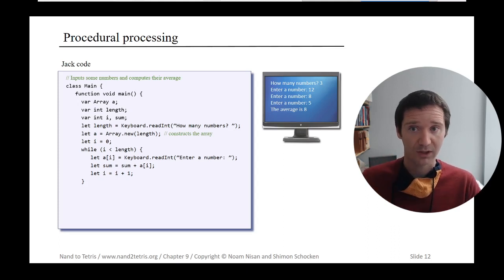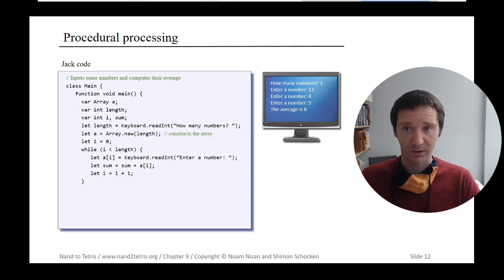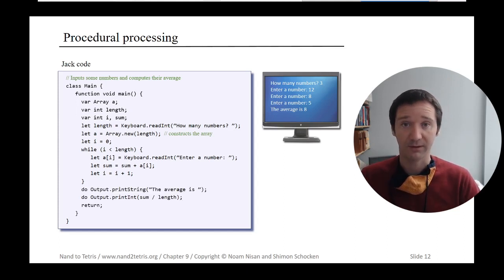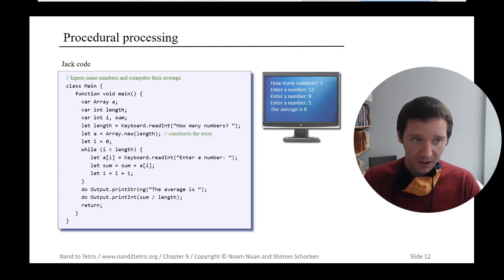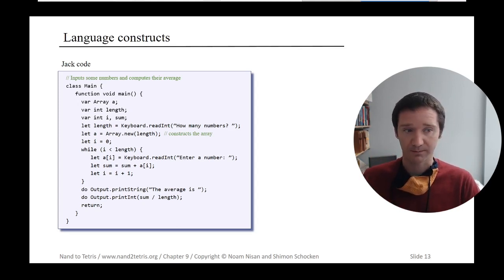Again, much like any other language, we can simply use array-based indexing. We then add that to the sum, and then we increment our counter variable i. And at the very end, after we've received all the numbers, we compute the average and display that to the user. There we go. That's the procedural nature of some of the code that we are using.